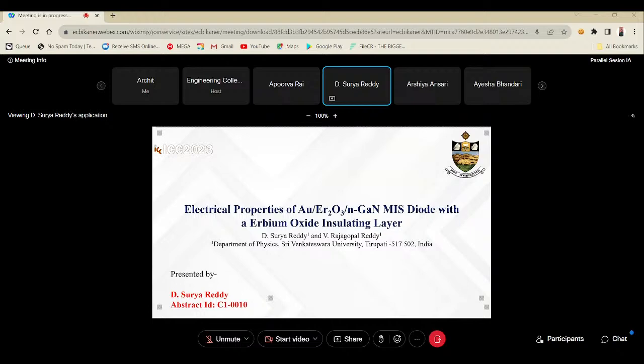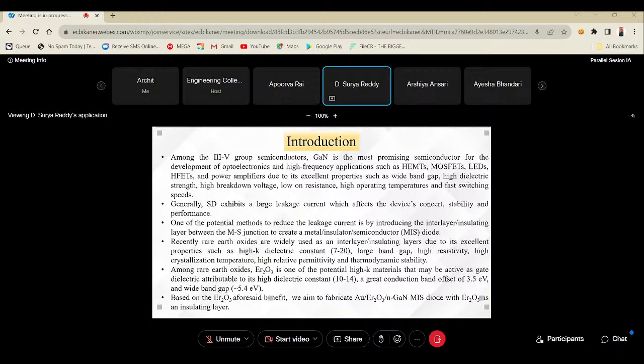As we come to the introduction, I chose gallium nitride as a semiconductor because it is the most promising semiconductor for the development of optoelectronic and microelectronic applications such as heterojunction field effect transistors and high electron mobility transistors, because it possesses excellent properties such as direct band gap, high breakdown voltage and low on-resistance. Generally, Schottky diodes exhibit leakage current and low barrier height.